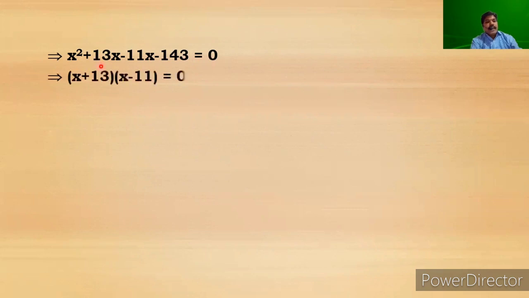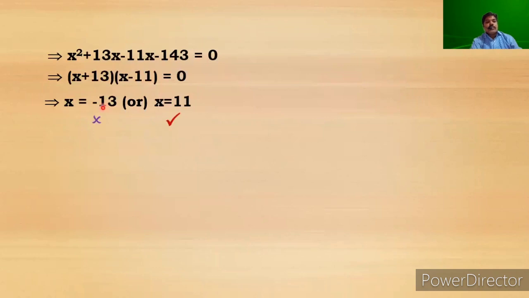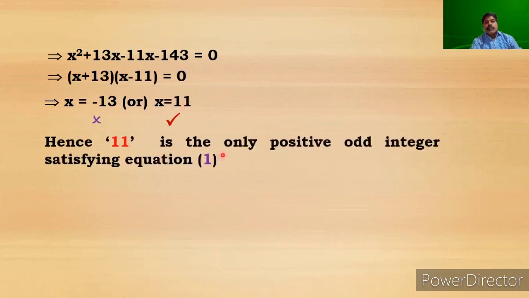Take x common, split that and take the factorization here. It will become (x plus 13) into (x minus 11) is equal to 0. So x is equal to minus 13 or x is equal to 11. Already it is given that the numbers are odd positive integers. So x is equal to minus 13 does not satisfy. You can take x is equal to 11. Hence 11 is the only positive odd integer satisfying equation 1.